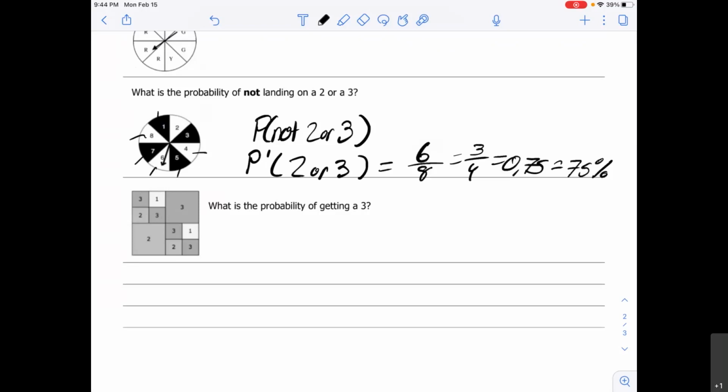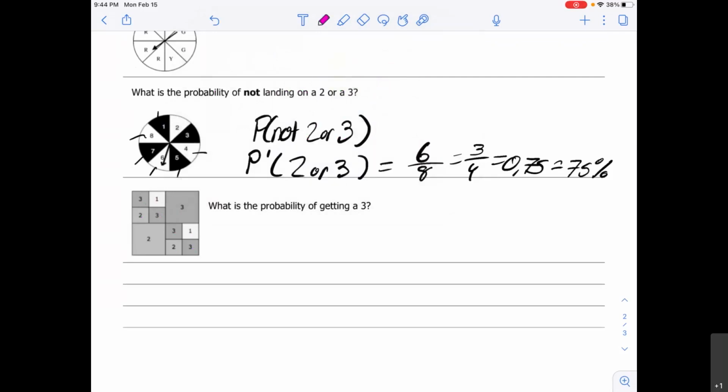This last one is interesting. If we look at this square here, we want the probability of getting a 3. And here's what some people would do. They would say there's 1, 2, 3, 4, 5, 6, 7, 8, 9, 10 sections. And 1, 2, 3, 4, 5 of them have a 3. So clearly the answer is 1/2. But that's not quite all we need to do.